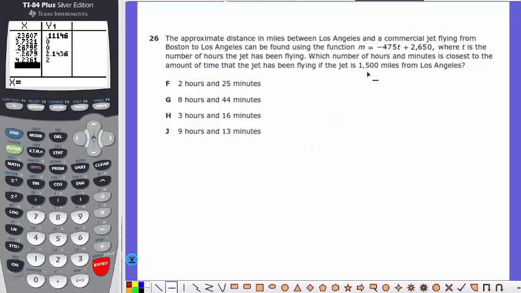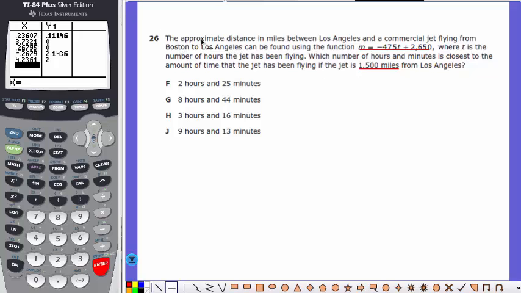Alright, this is going to be question number 26, and off the bat I notice some important information that stands out. Before even reading the problem, I see the number 1500 and also see the equation that they give you. I also can imagine that miles stands for m, and t probably is going to represent time. But to be sure, let's read. Which number of hours and minutes is closest to the amount of time that the jet has been flying if the jet is 1500 miles from Los Angeles?